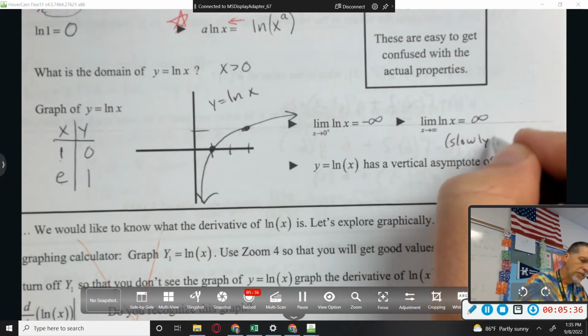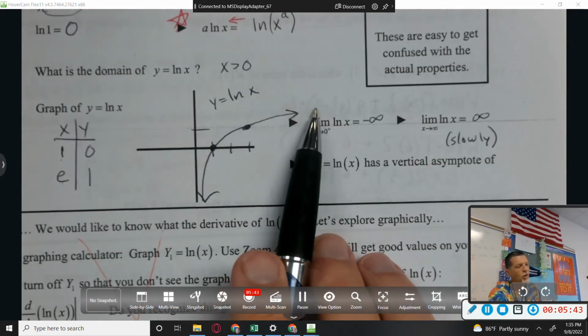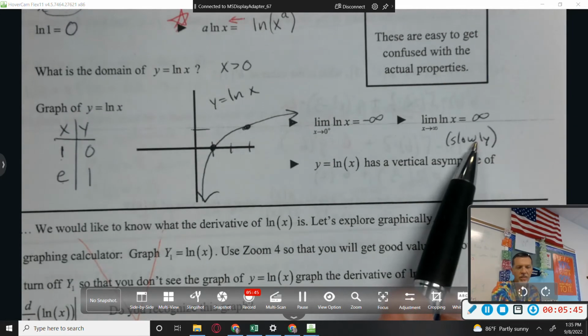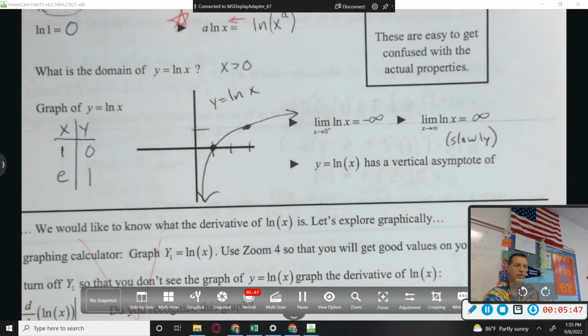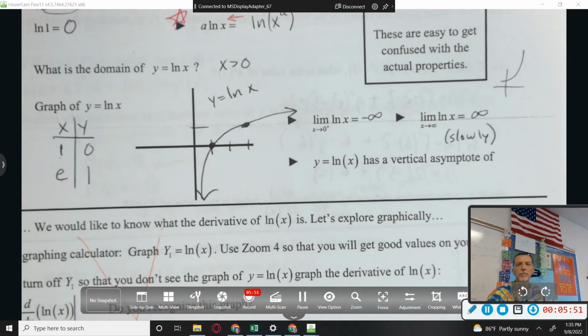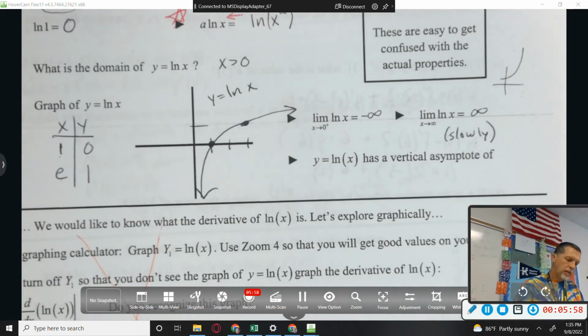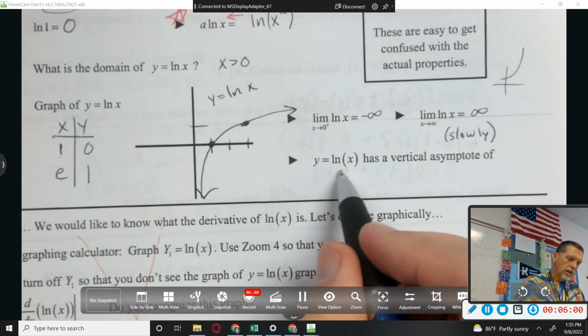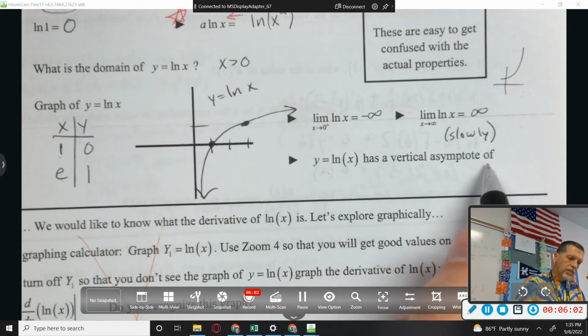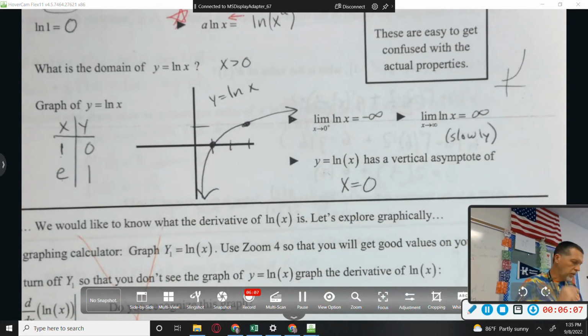I don't know if there's a difference between slow infinity and big infinity, but that's a very low slope. It's only slightly getting bigger. Still headed to infinity, just not nearly as fast as, say, e to the x, which shoots way up like that. So yes, it heads to infinity, not quite as quickly as some other things. Y equals natural log of x has a vertical asymptote. Well, look at the picture. X equals 0.